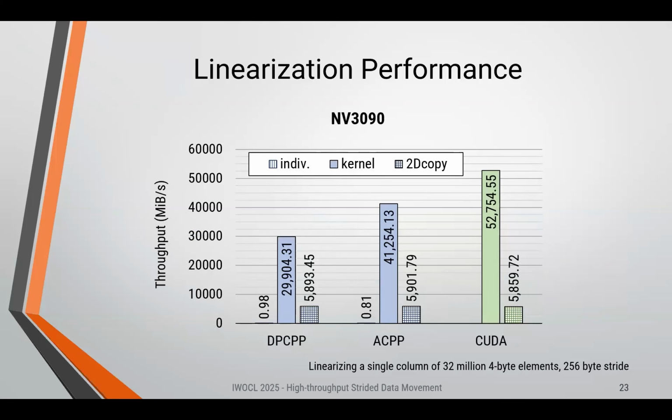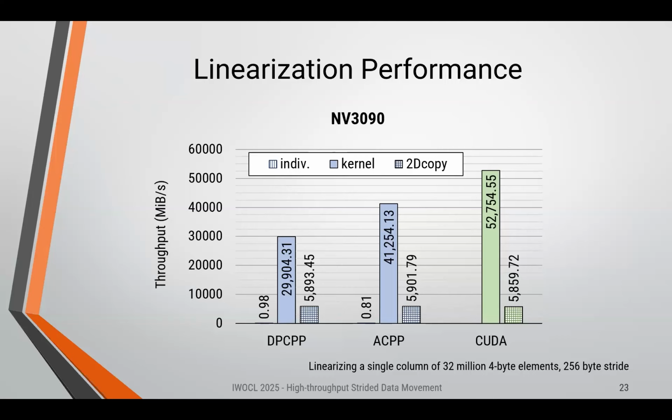So here's the final linearization performance comparison for the consumer NVIDIA system. Here we also did the pure baseline CUDA implementation and tried to optimize it as far as we could go, just to see the difference. One thing we do see is that the 2D copy, this is not at all a SYCL issue, this is just how the 2D copy performs.